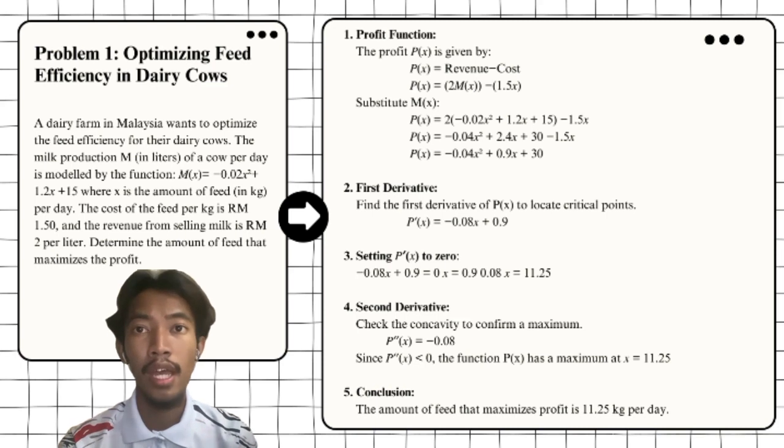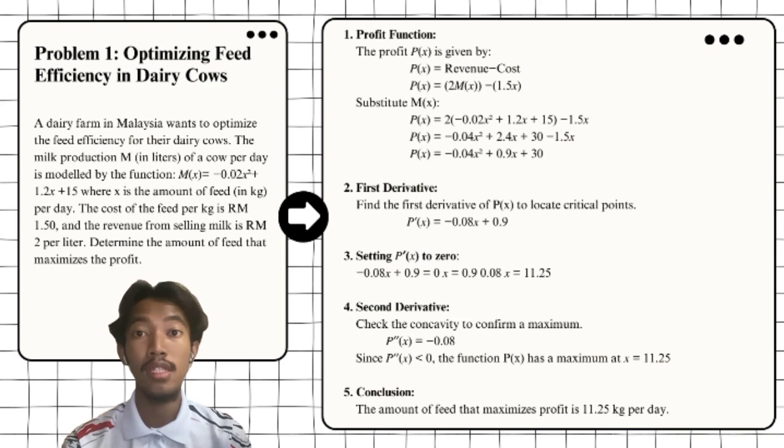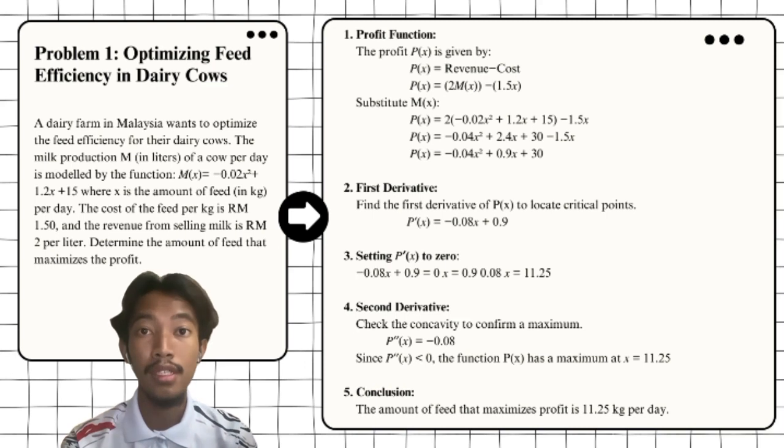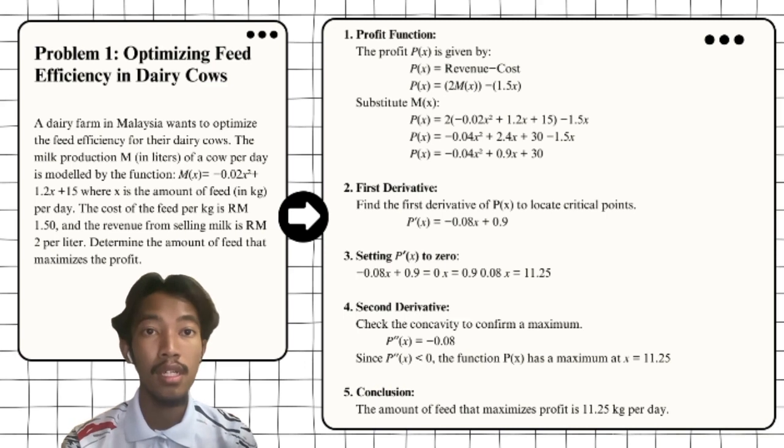So the answer is x = 11.25. Then the second derivative is to check the concavity to confirm a maximum. P''(x) = -0.08. Since P''(x) is lower than 0, the function P(x) has a maximum at x = 11.25.